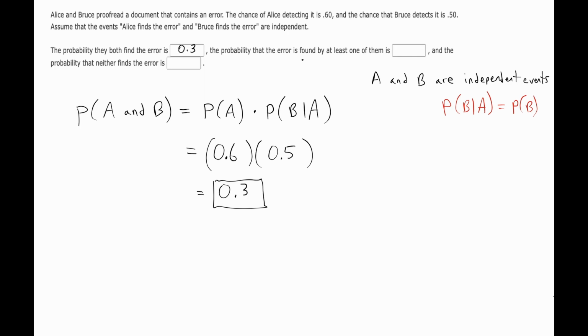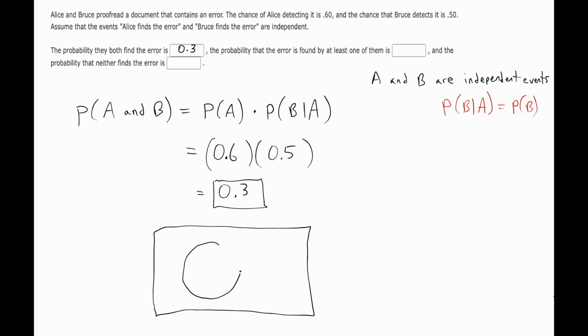Now the probability that the error is found by at least one of them. So a Venn diagram can help to explain this. Alice finding the error could be the left bubble here. Bruce finding it can be the right bubble. So I'll call this A, and then B. A stands for Alice, and B stands for Bruce.